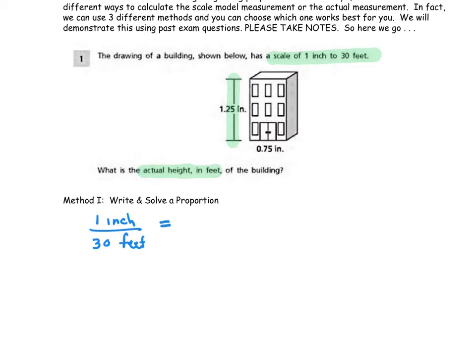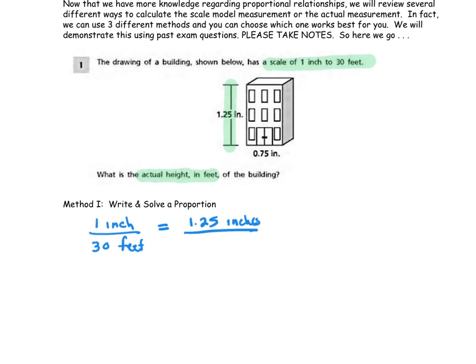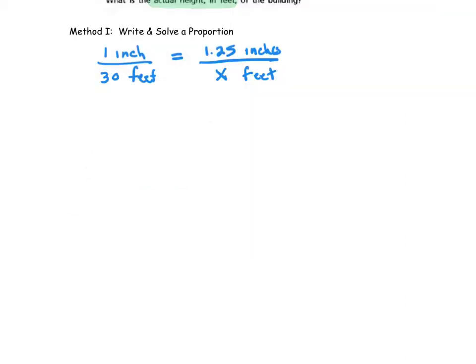So now what I'm trying to find is the actual height, but I do know the height on the model, and it's 1 25/100 inches. And what I'm trying to find is the actual height in feet. So we don't know that. We're going to use x as a variable, or you can choose another variable, h for height, a for actual.